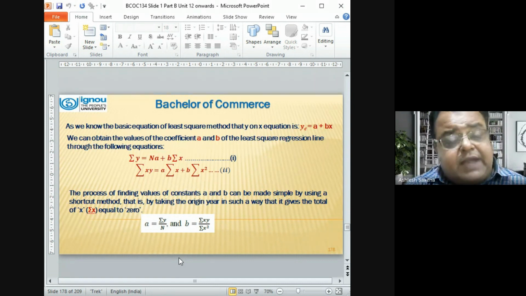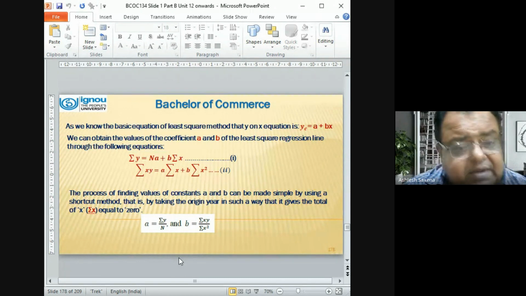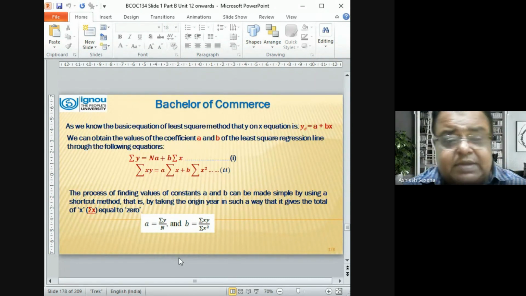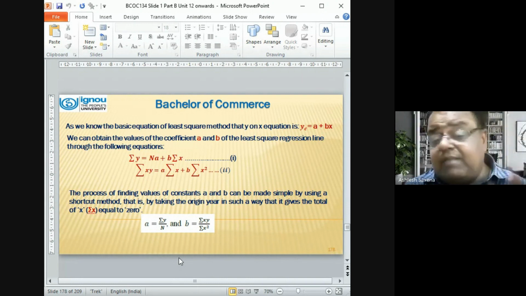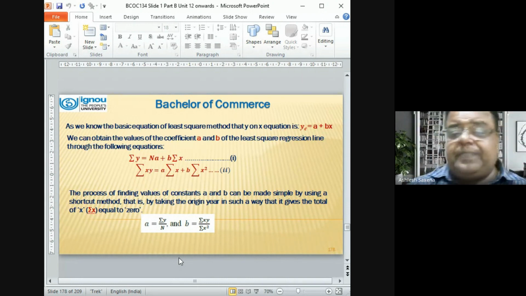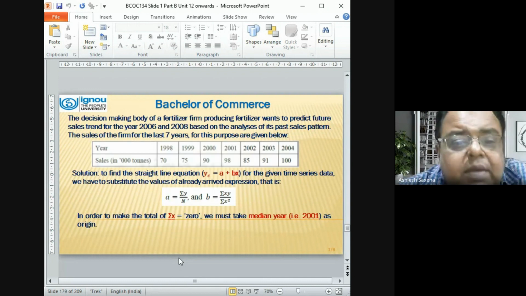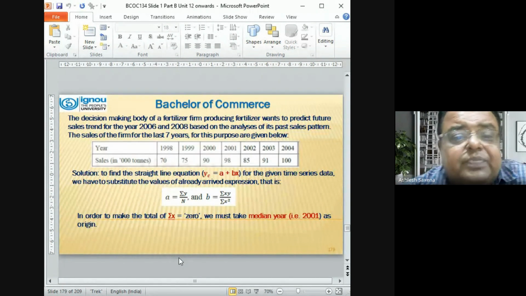If the data is very simple, then in that case you can apply the formula directly. For a, it is summation y upon n, and for b, it is summation xy upon summation x square. You have to remember the formula. That is the most important part. Now let us see how to solve this.